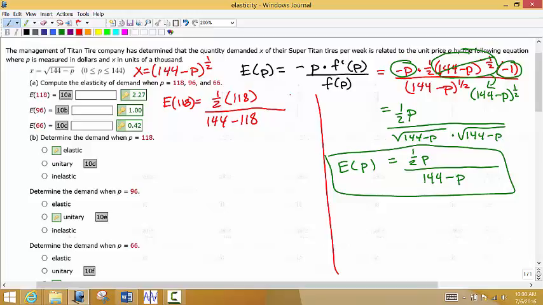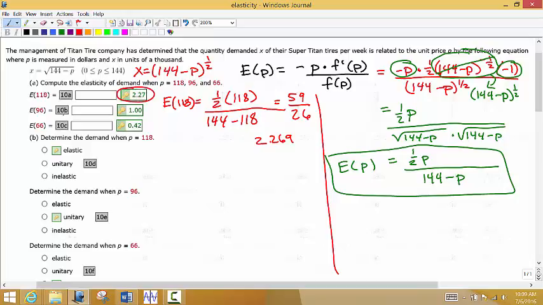Okay, and I get 59. And then we're going to divide that by 144 minus 118, and I get 26. 59 divided by 26 gives me 2.269, which you can tell here they rounded to 2.27.